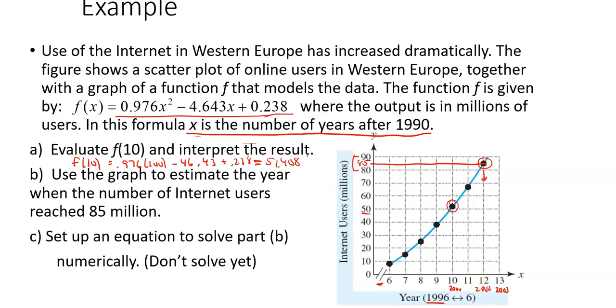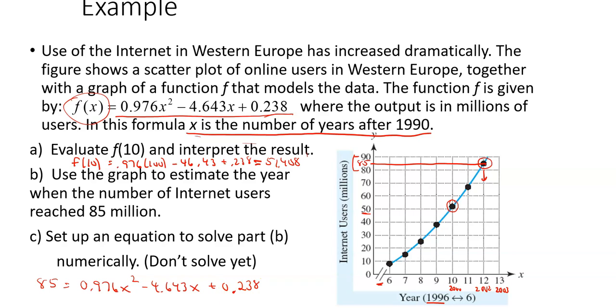Now, the third question says, set up an equation to solve part B numerically. In other words, rather than just looking at the graph and saying, I think it's 2002, is there a way that I can solve for x with an algebra equation? Well, I'll go back to this f of x, replace f of x with an 85. So I want to know when it's 85 million users. So 85 equals 0.976x squared minus 4.643x plus 0.238.